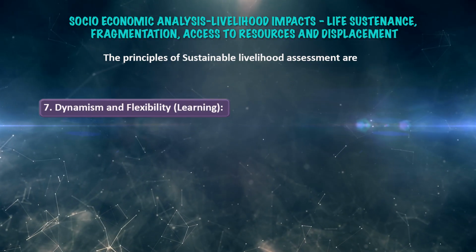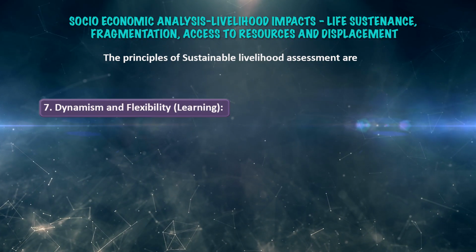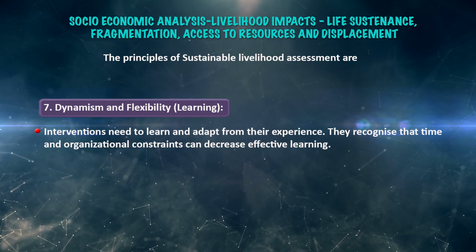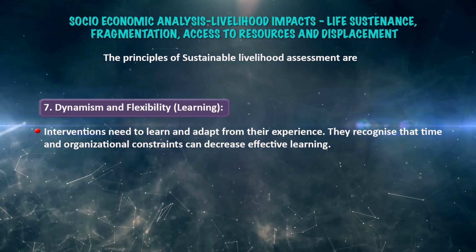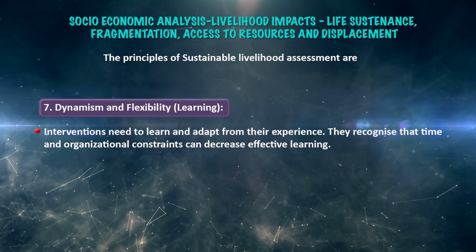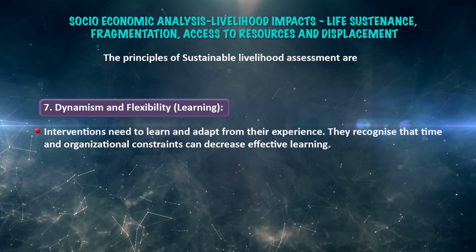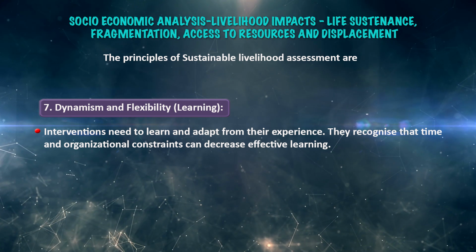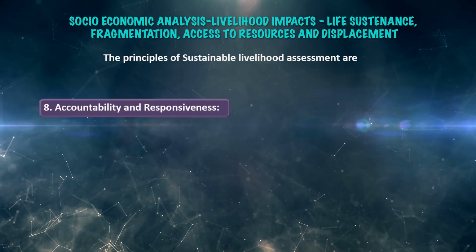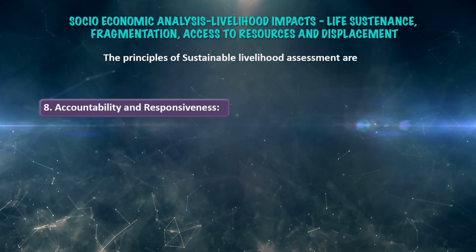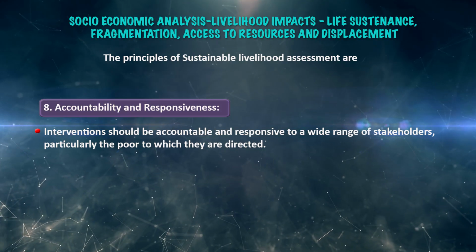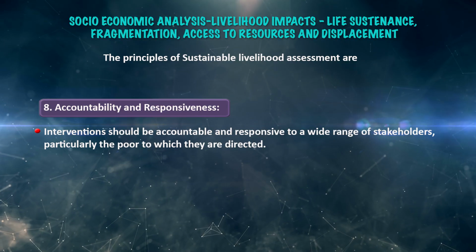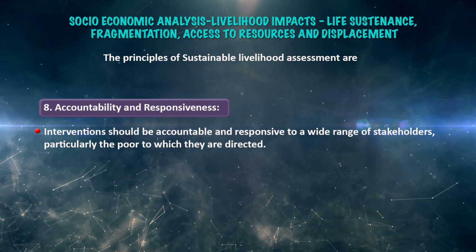The seventh principle is dynamism and flexibility in learning. Interventions need to learn and adapt from their experiences. That means they recognize that time and organizational constraints can decrease effective learning. And the last is accountability and responsiveness. The intervention should be accountable and responsive to a wide range of stakeholders, particularly the poor to which they are directed.